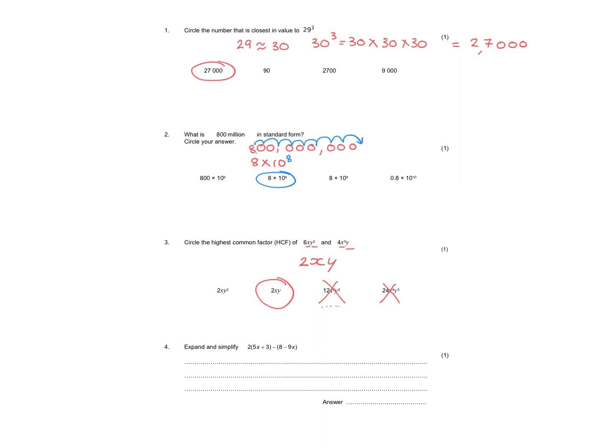Last question, expand and simplify this expression here. So we have 10x plus 6 minus 8, and then it's minus 9x, so that's plus 9x in the end. So that gives us an answer of 19x minus 2.